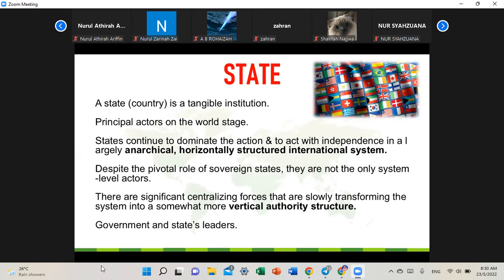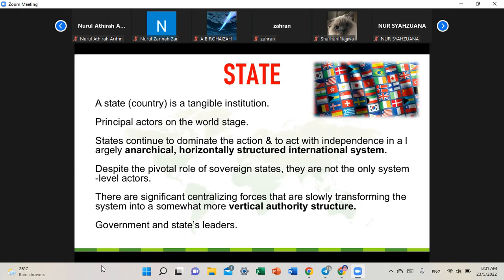So the principal actor on the world stage, because most people would agree that the state is the most important actor in the international system, although realism and liberalism would disagree about the relative importance of each of the other actors. Realists, for instance, would insist that states are the only significant actor. But on the other hand, liberals would argue that states are only the most important among the many. States continue to dominate the action and to act with independence in a largely anarchical, horizontally structured international system, meaning all states are considered equal, operating in the same system which is in a state of disorder.